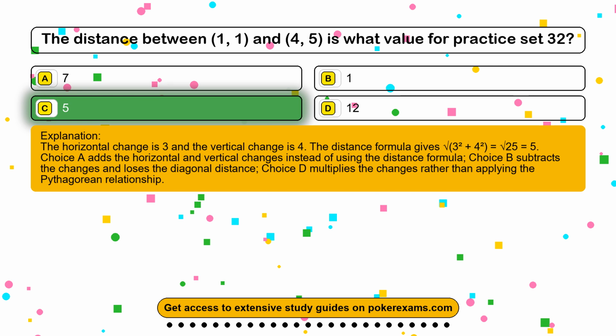Choice A adds the horizontal and vertical changes instead of using the distance formula, choice B subtracts the changes and loses the diagonal distance, choice D multiplies the changes rather than applying the Pythagorean relationship.